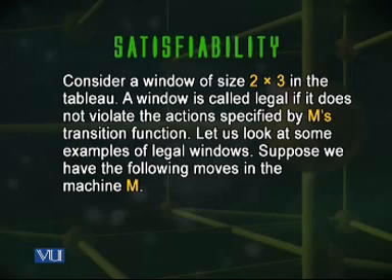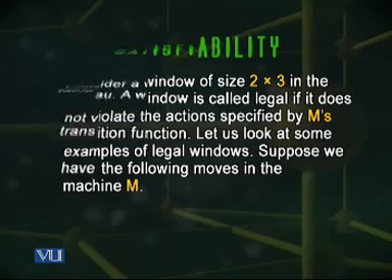A window will be called legal if it does not violate the action specified by M's transition function. Well, what does it mean that it does not violate the action specified by M's transition function? What it means is that if we look at this window, we should be able to convince ourselves that if the Turing machine M were to operate, it would yield this part of the configuration, can possibly yield that part of the configuration. We will actually define what exactly a legal window is.